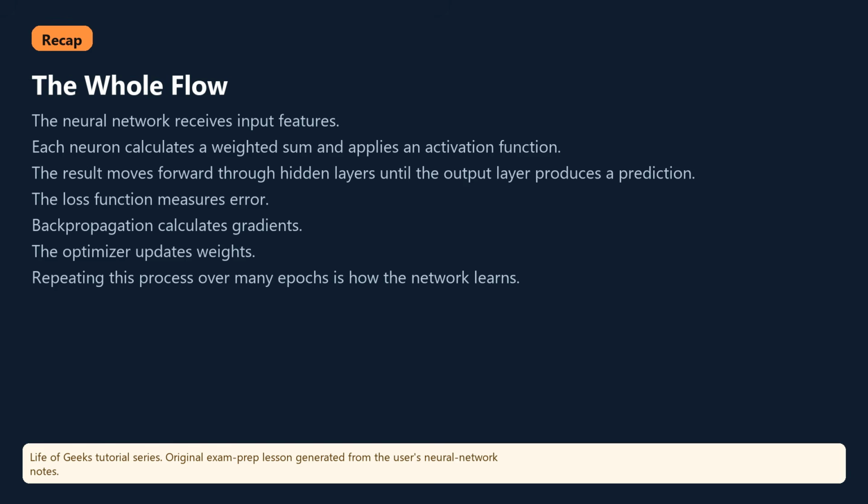Backpropagation calculates gradients by moving backward through the network. The optimizer updates weights using those gradients. This process repeats for many batches and many epochs. Over time, if training works, the loss decreases and performance improves. That is neural network learning in 1 paragraph. If you can explain this flow without looking, you are ready for most beginner AI exam questions on neural networks.